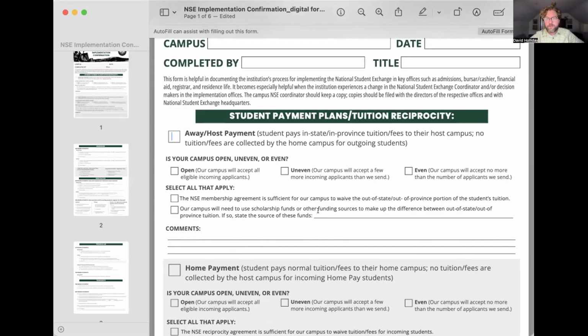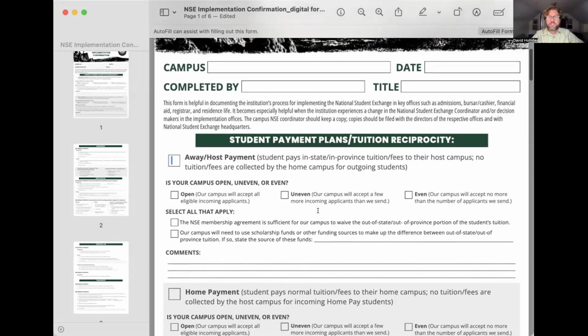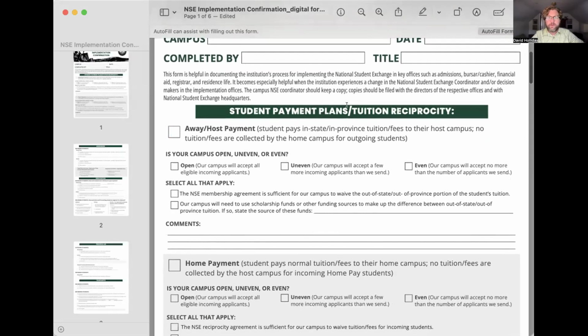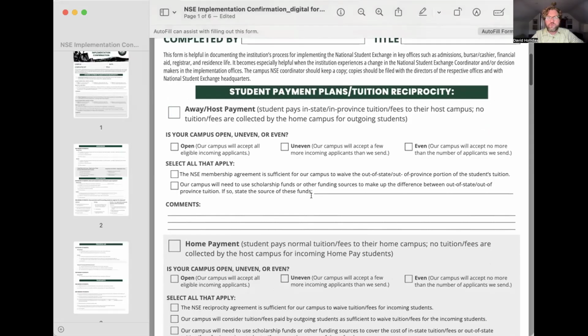It is important, again, remember that NSE is your campus program. There are many options and many choices that each campus makes in order to establish and run their NSE program. And so a lot of this form allows you to indicate, oh, yes, we're doing this, and document your specific processes. So the first section really is about those student payment plans. And so we do ask campuses to indicate which tuition payment plan or plans you will participate in NSE on, or allow your students to participate on NSE on.